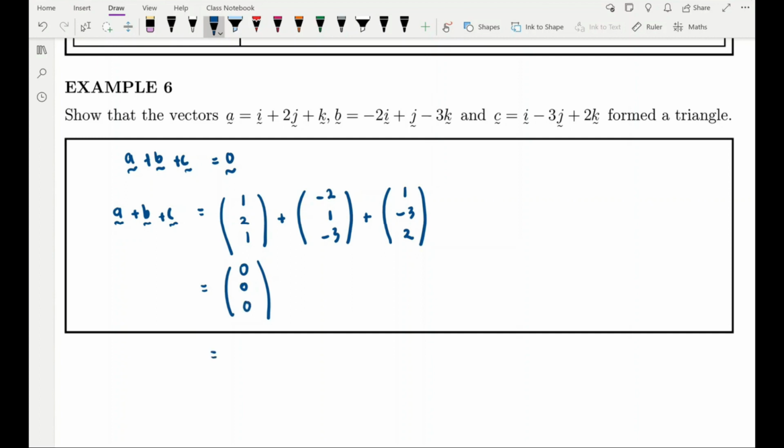So we know that when the result is (0, 0, 0), that means we get the zero vector. So we can prove that A plus B plus C equals vector 0. So A, B and C form a triangle.